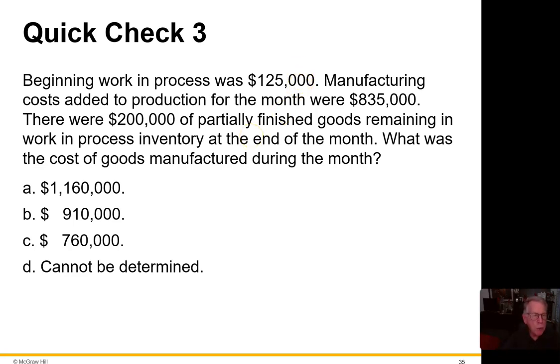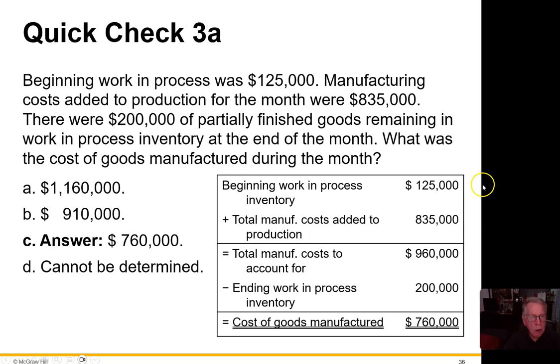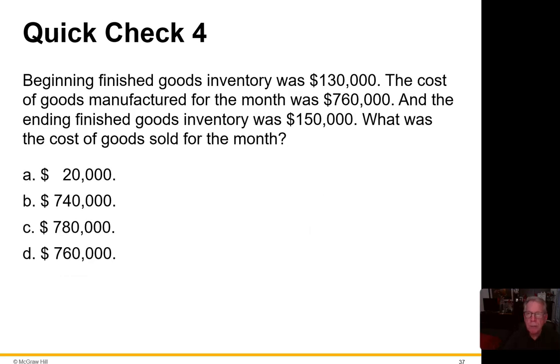And just like we just did with raw materials inventory, we're going to start with beginning work in process inventory. We're going to add the $835,000 that were added during the month. That'll give us the total manufacturing costs to account for. And then we're going to back out ending work in process inventory to get us to the cost of goods manufactured. That's the cost of the finished goods manufactured. Okay, and we're going to move that into finished goods inventory.